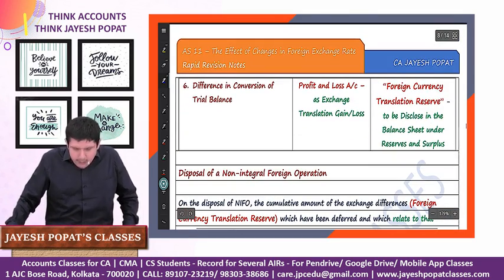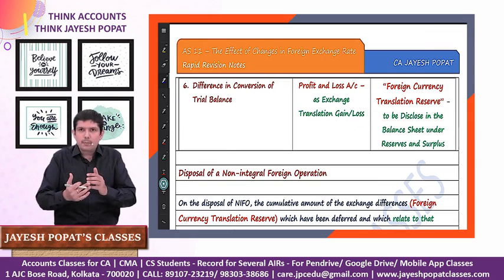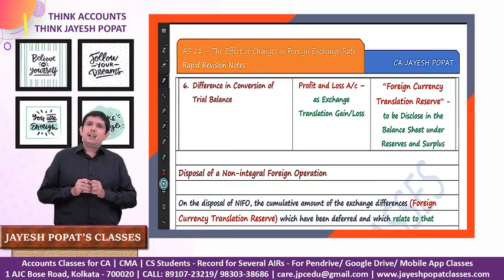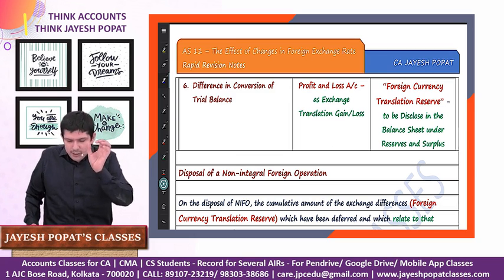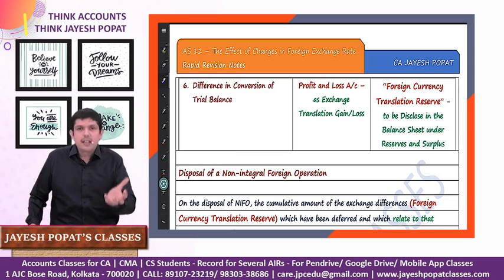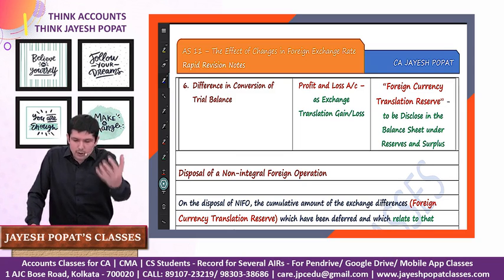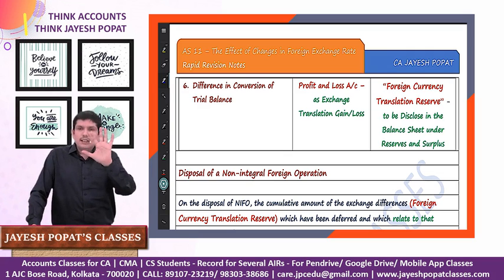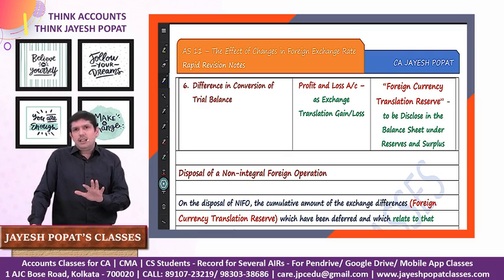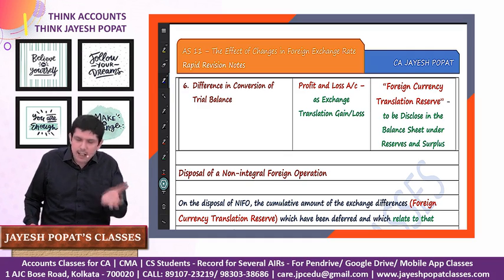What I am necessarily doing is converting the trial balance of my foreign operations into my local currency, which is INR. I have converted certain items at closing rate, certain items at average rate, and I have not converted certain items, taking the amount which was appearing in the HO book. Since there is no consistency in converting various items, definitely the trial balance will not match. There will be a difference in the trial balance.